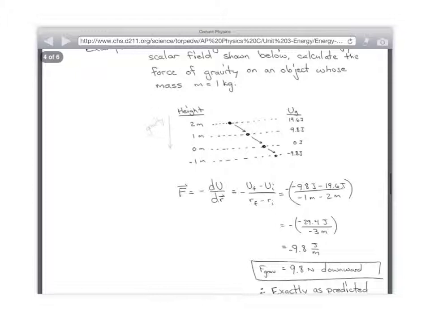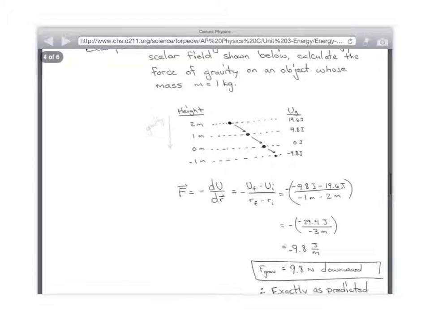What do you think joules per meter becomes? Newton meters. Newtons. Why is it newtons? Because one joule is one newton times meter, right? So if you go newtons times meters divided by meters, you get newtons. Therefore, the gravitational force is exactly as predicted.